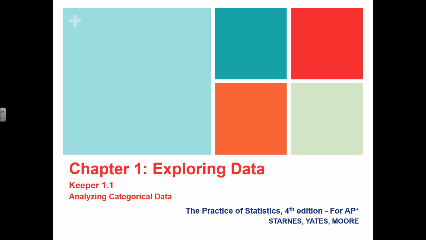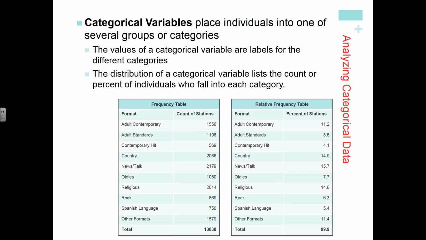Keeper 1.1 is on analyzing categorical data. As we saw in Keeper 1.0, categorical variables place individuals into one of several groups or categories. In this case, the individuals are the radio stations, and the variable being measured is the kind of programming that each station broadcasts. The table to the left, which we call a frequency table, displays the counts or frequencies of stations in each format category.